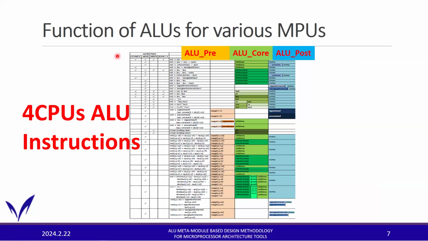So this study divides the ALU instructions of the 4 types of CPU, which are MIPS, ARM, MIPS, and RISC-V, into 3 steps. We then summarize the functions required for each step into a new formula.